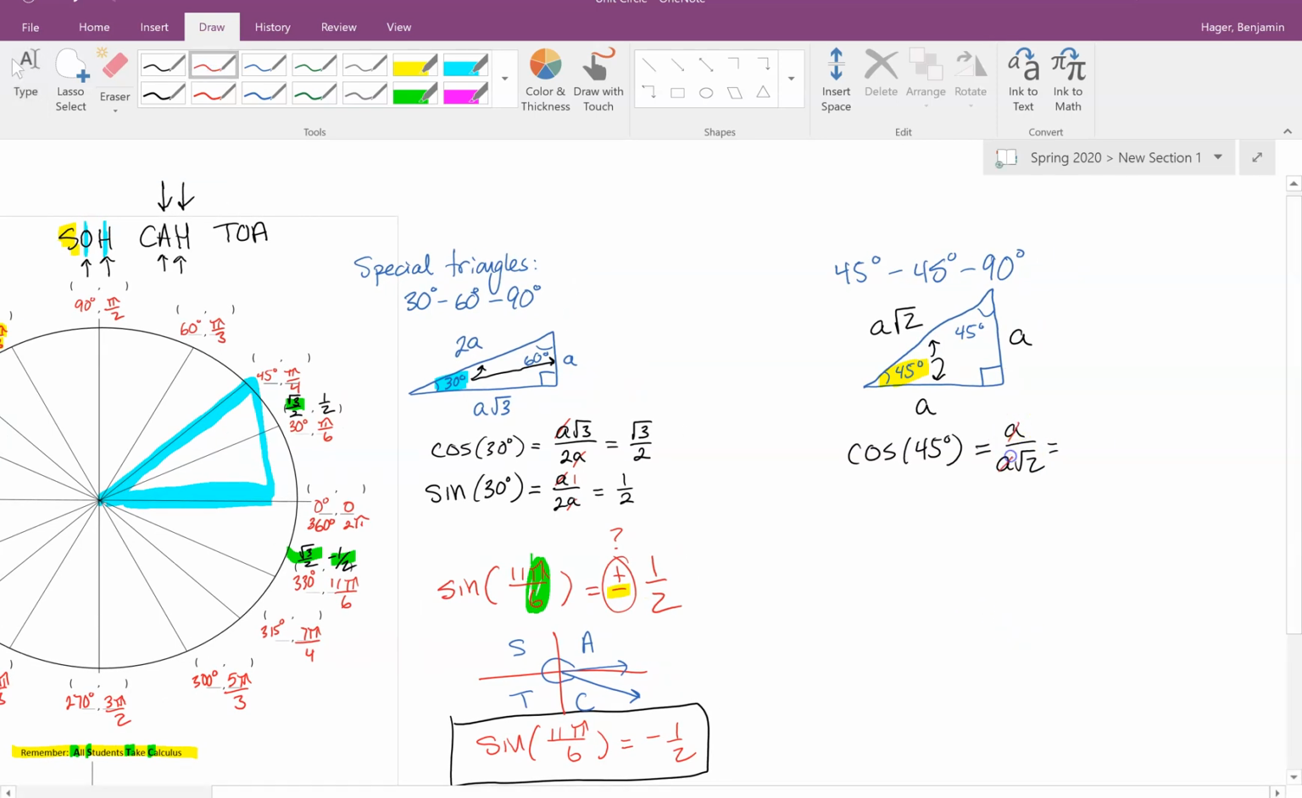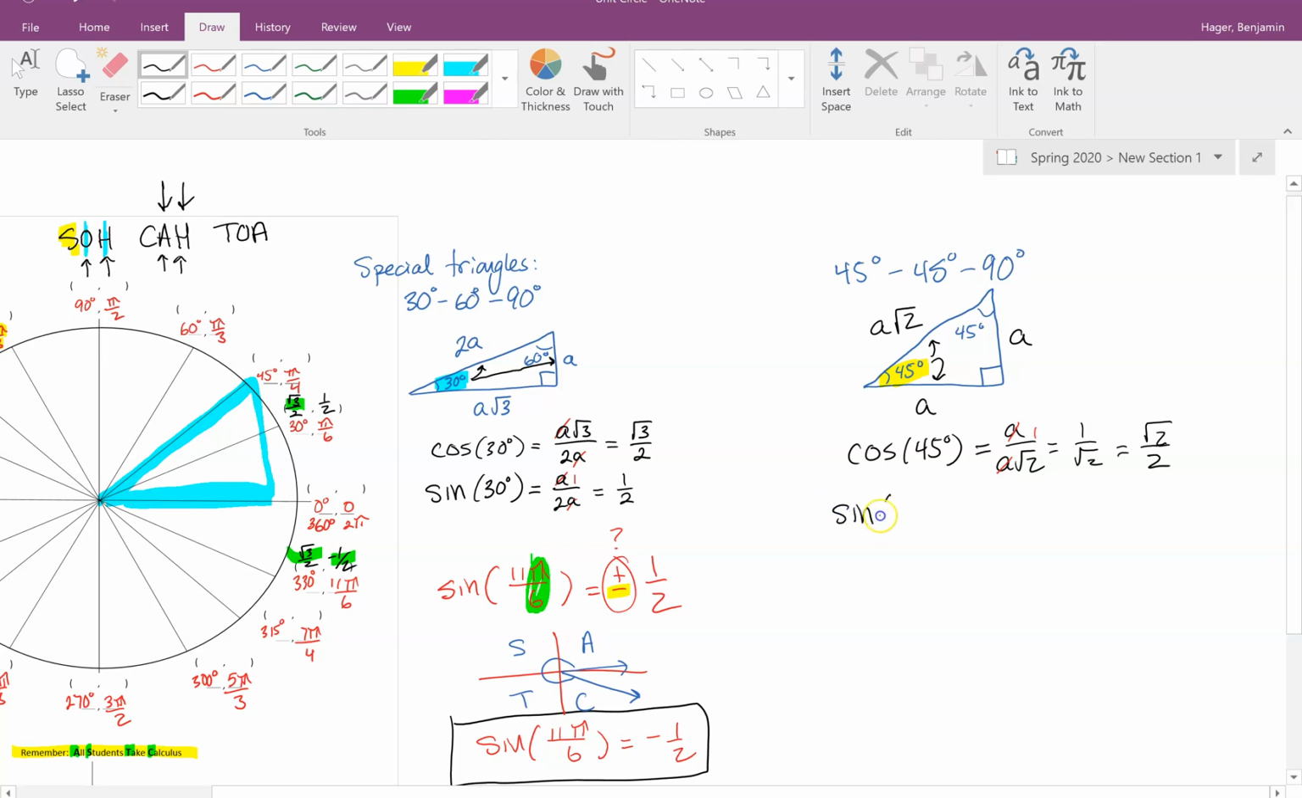Again, the A's are always going to cancel. That's why it doesn't matter what they are. I get 1 over radical 2, which is correct. Typically, we rationalize this, multiply top and bottom by rad 2, and you would see it written that way. Cosine is rad 2 over 2.